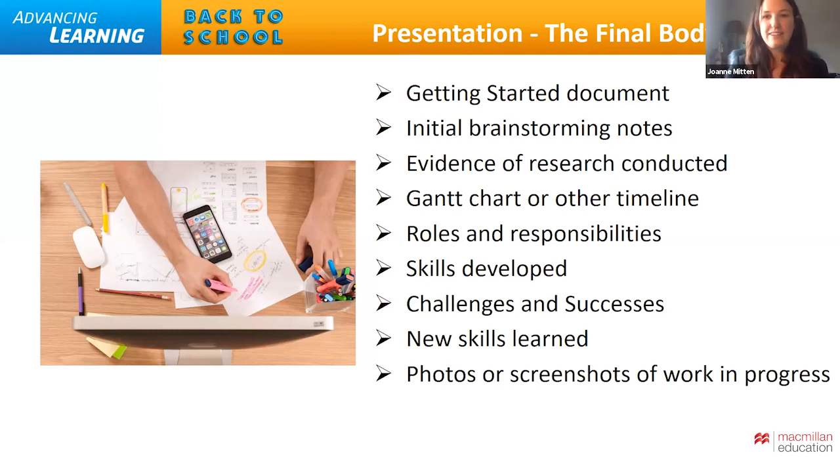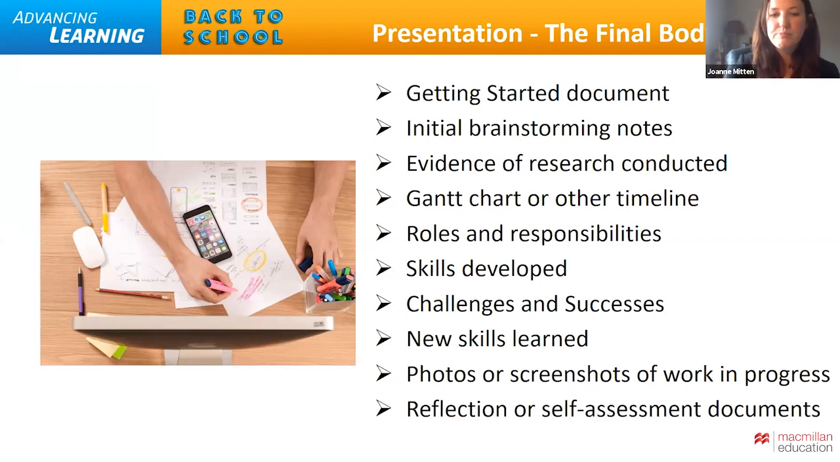It's really nice, I think, in a final body of work, a final portfolio, to have photos or screenshots of the work in progress. It's lovely for them to have to look back on, and it kind of gives a sense of ownership and a sense that they are able to document what's happening as it goes along. You may want to give them some reflection or self-assessment documents.